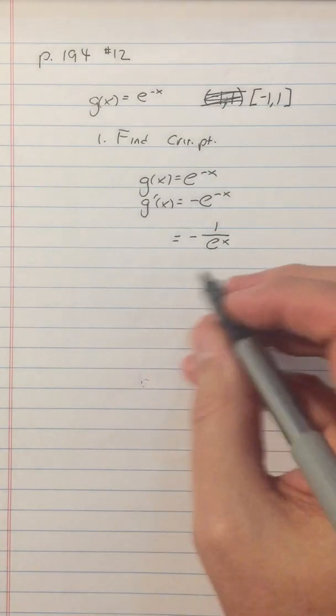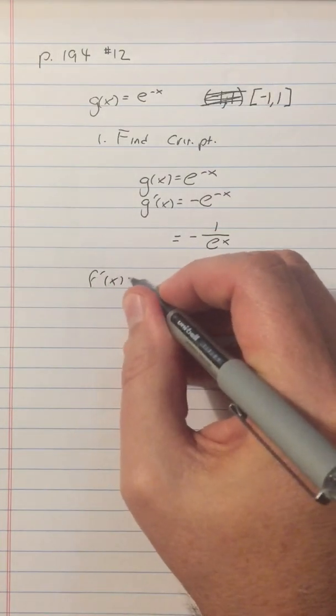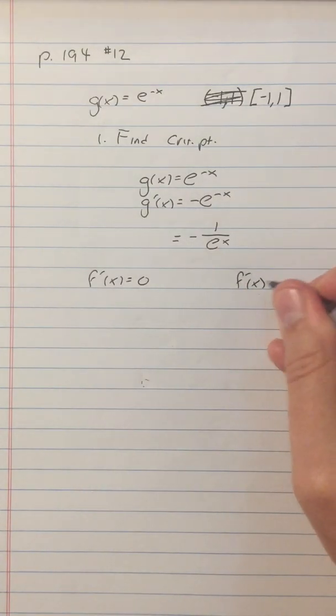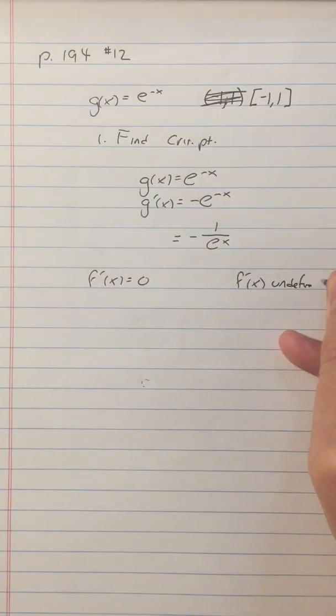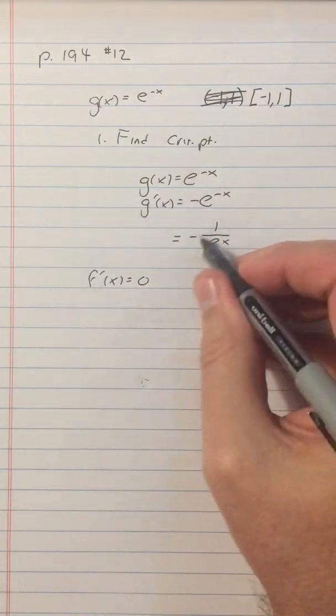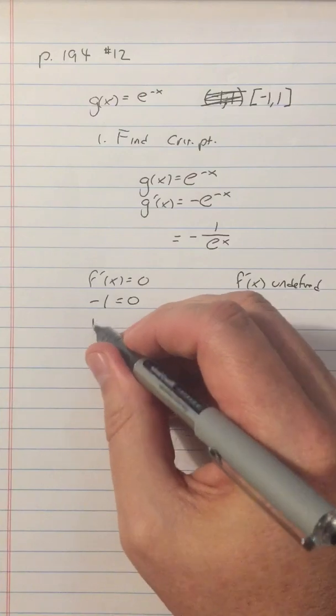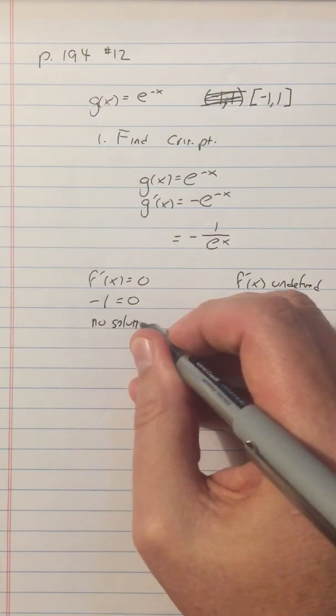Then I can look at, see I'm breaking this down the same way every time, where f prime of x equals 0, and where is f prime of x undefined? All right, f prime of x is 0 when the numerator is equal to 0. Our numerator is negative 1, and that's never equal to 0, so that has no solution. So there are going to be no critical points there.